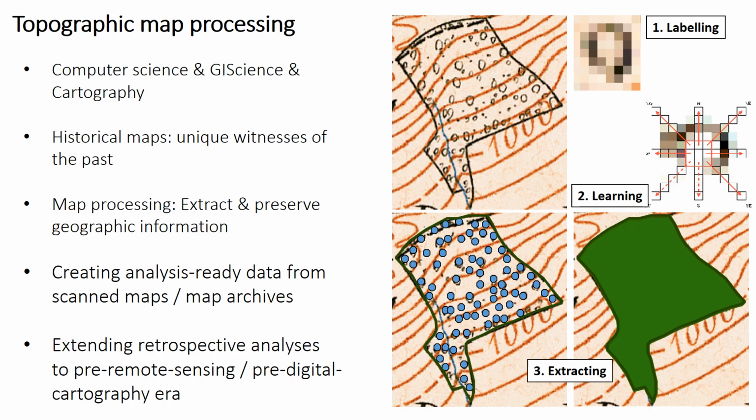So topographic map processing is an interdisciplinary field that is based on computer science, geographic information science and cartography. As we all know, historical maps are unique witnesses of the past, and map processing focuses on the development of methods to extract and preserve geographic information contained in these historical maps. So basically converting agnostic color information into semantically informed geospatial vector data or raster data, and these data can then be used for retrospective landscape analyses.